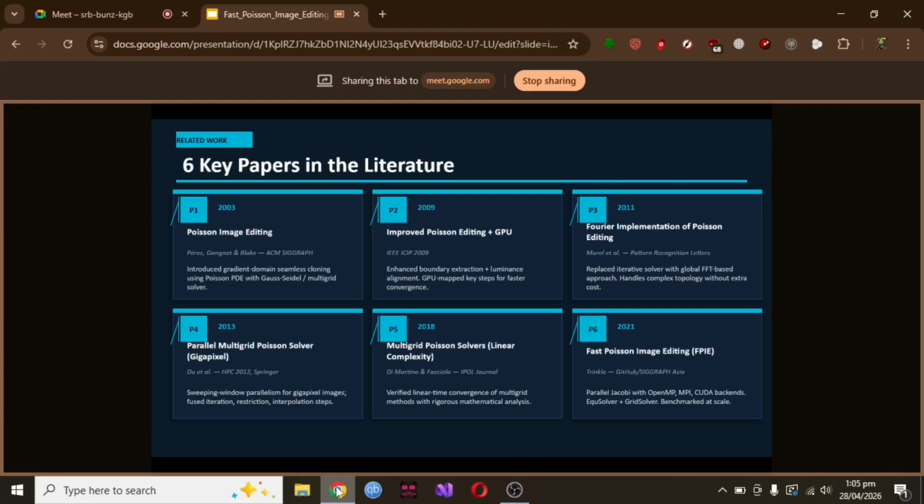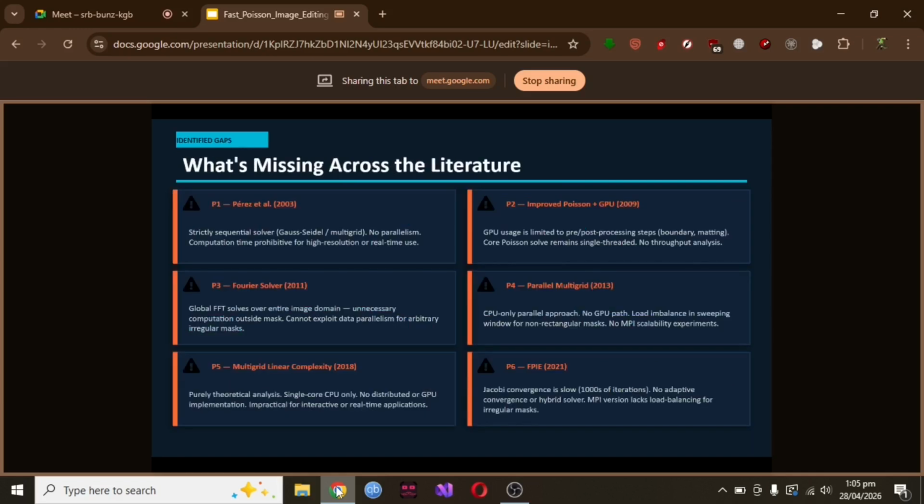Now, Alisher will tell you about the gaps in this literature, and I'll be discussing our solution to each gap. Now I'll be discussing the gaps in these papers.